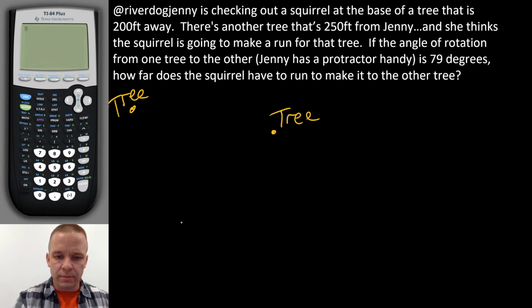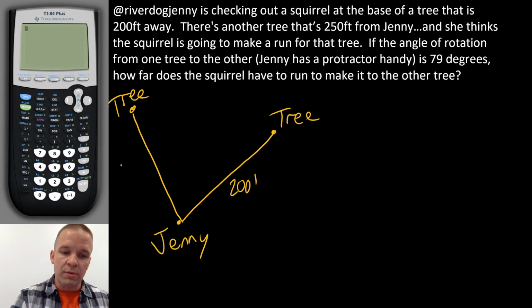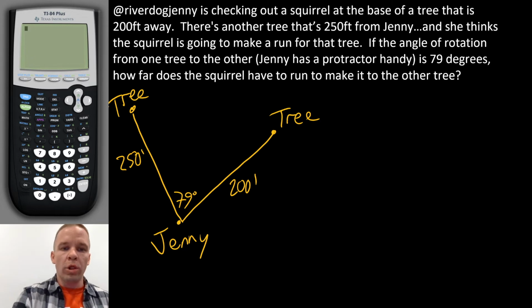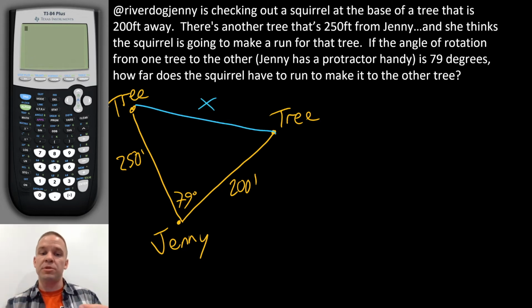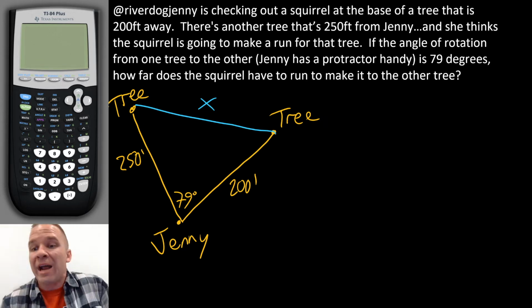Now, Jenny is down there. From one tree she was 200 feet away, and to the other tree it was 250 feet. The angle by Jenny was 79 degrees. We're looking to figure out this length right here, the distance between the two trees. How far is that squirrel going to have to run? Is Jenny going to be able to catch it? We'll see.